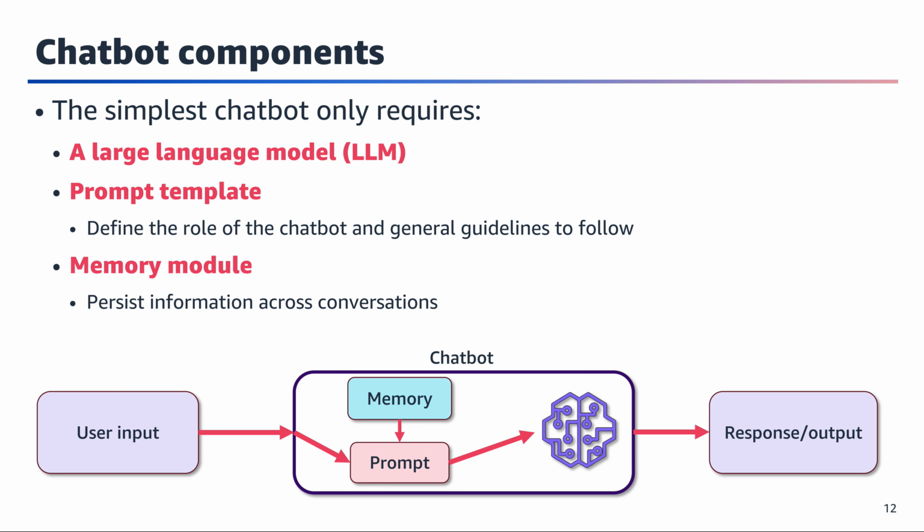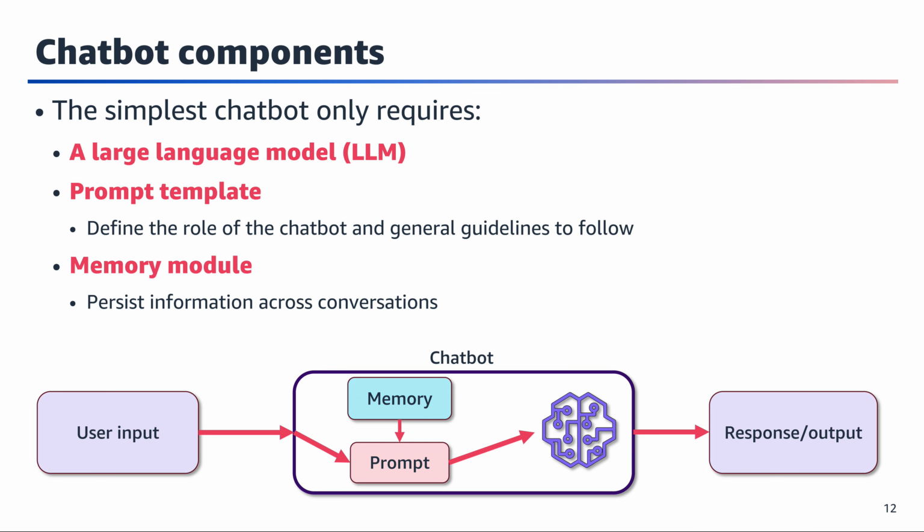Now we'll discuss the fundamental components that make up a basic chatbot system. While this may seem simple with just 3 main components, each plays a crucial role in creating an effective conversational AI. The LLM is our powerhouse. It's what enables the chatbot to understand and generate human-like responses. The prompt template acts as the chatbot's personality and rulebook, ensuring it stays on track and maintains its intended purpose.